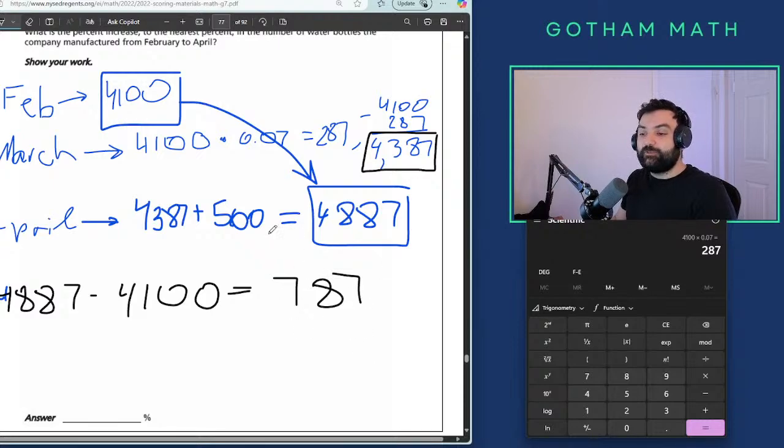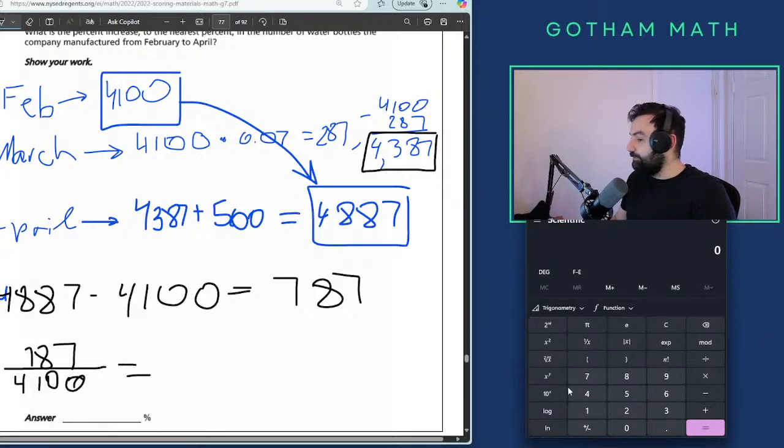And now we're going to find what that increase is in percents. How? By doing 787 divided by the original number, what it all started with. That is going to give us some sort of a decimal that we're going to turn into a percent.